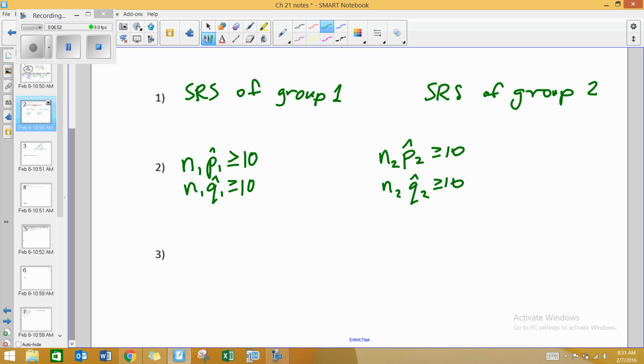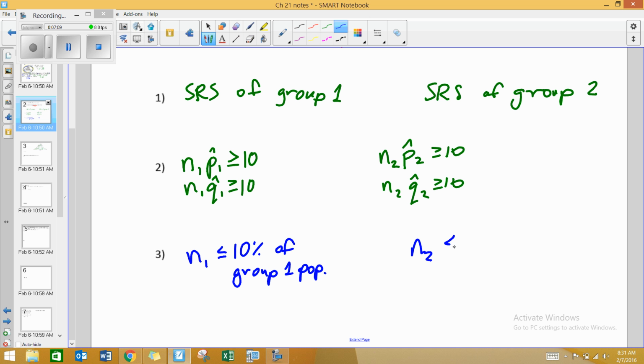And finally, our 10% condition. So our 10% condition just says that N1 needs to stay under 10% of the group 1 population, and N2 needs to stay under 10% of the group 2 population.